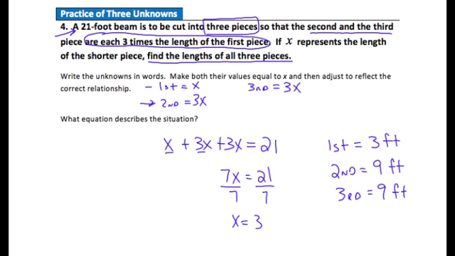Let's go ahead and check. The way that we check is we're just going to make sure this adds back up to 21 feet. So let's see, we have 3 and 9 is 12. And then we're going to add to that again this other 9. Well, 9 plus 12, sure enough, that's going to give us 21. So we have confidence that we've solved this problem correctly.